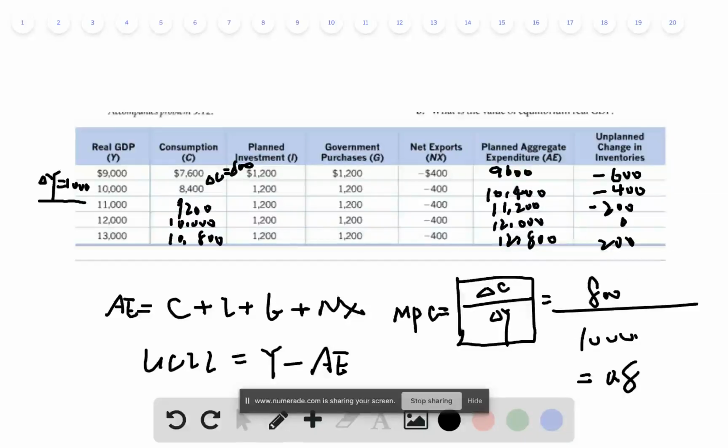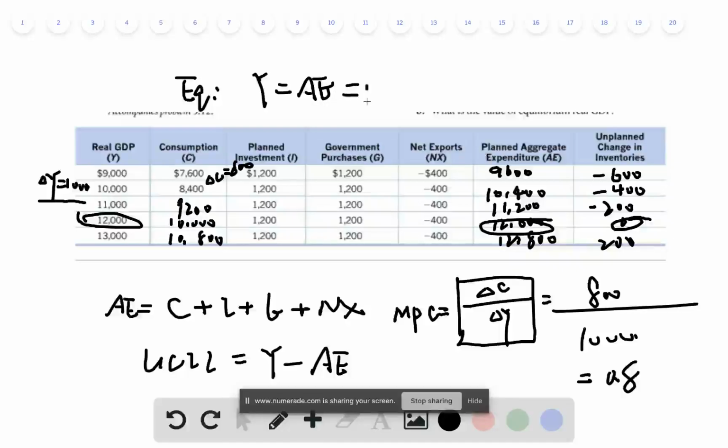And the last question would be, when would we achieve the equilibrium real GDP? We know that equilibrium is achieved when the real GDP equals aggregate expenditure. When they are equal, we can see that it's actually here. So here we have the equilibrium point, with unplanned change in inventory 0, and the aggregate expenditure and real GDP are both 12,000. So in that case, we can achieve equilibrium in real GDP.